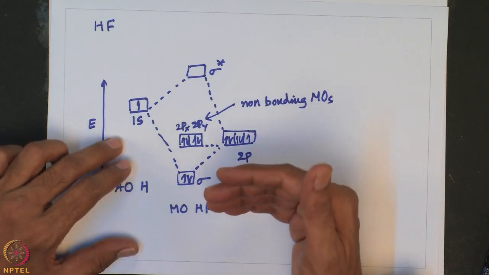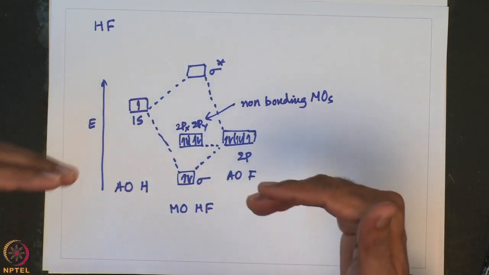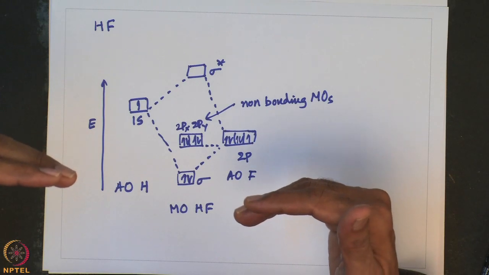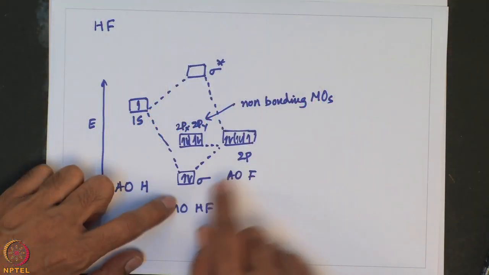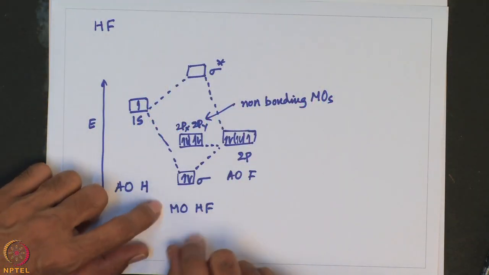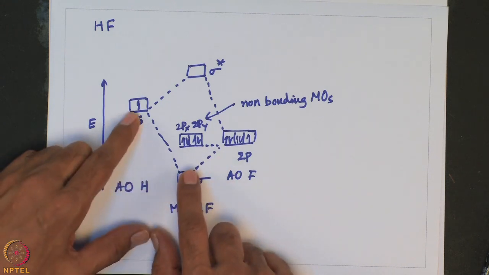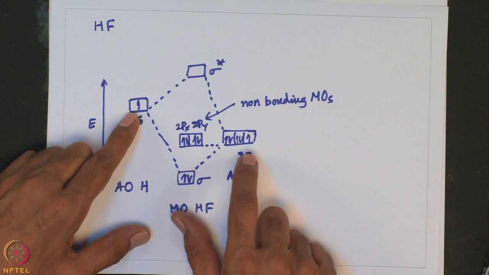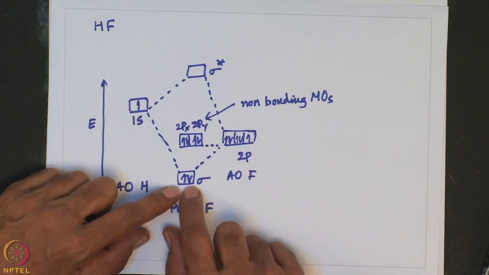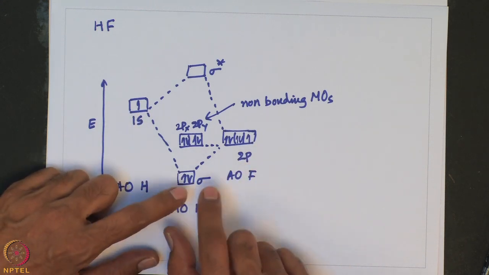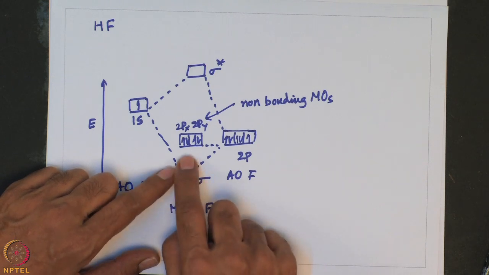They have much lower energy, so when you are writing you should write in this fashion. Always, the most electronegative elements have lower energy for the corresponding atomic orbitals, and we have a situation something like this. And here 2 electrons are there, and 2pz combines with 1s to form a sigma bonding molecular orbital, where one electron from fluorine will be residing to generate the bonding molecular orbital.